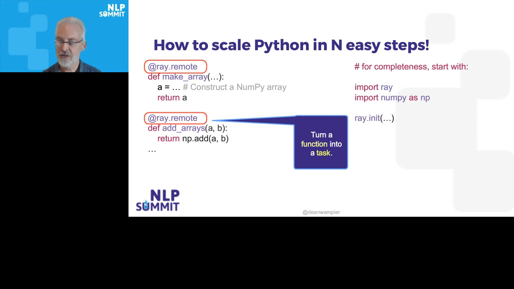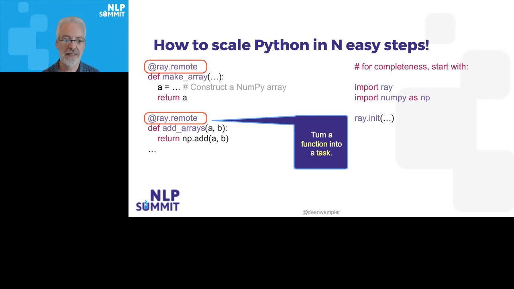So to turn these functions into what they call tasks in Ray, you add this decorator, ray.remote, and now these things will become Ray tasks that can be distributed over a cluster and run asynchronously. And for completeness, there's a little code on the right-hand side that you would have to add to make this a little bit more of a complete example.